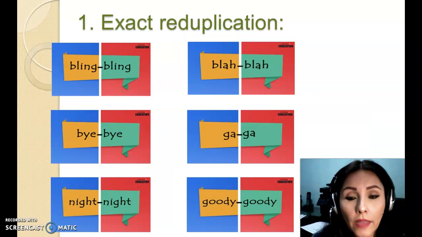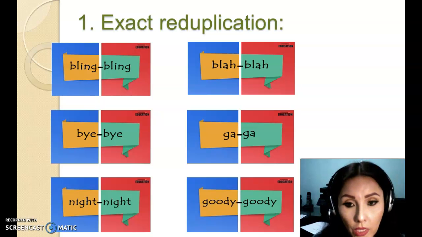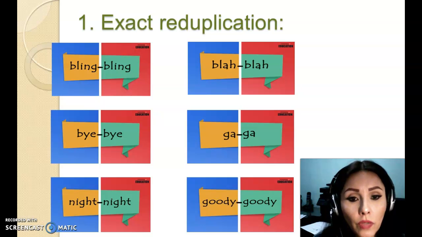Okay, as you can see, these are some examples about exact reduplication. The two halves of an exact reduplication are exactly the same. Baby words most often fall into this category, which shows how youngsters learn the language, but other examples are here, as you can see.